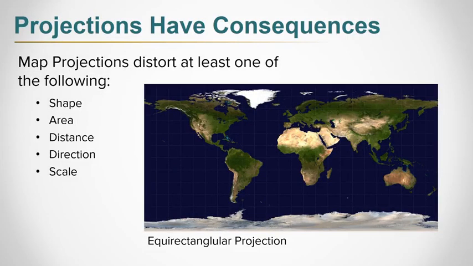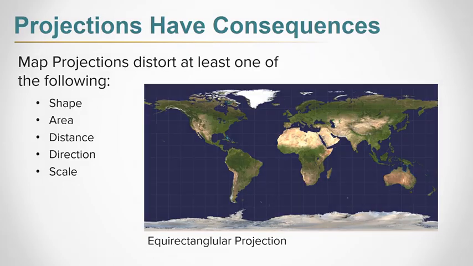Even if your data isn't stored in a projected coordinate system, it still needs to be projected to display on your screen. GIS software chooses a default projection to use in this case, often one called the equirectangular projection. It won't show up as that on your data frame, but that's what it's using to translate latitude and longitude to your screen if you didn't specify it by projecting your data.